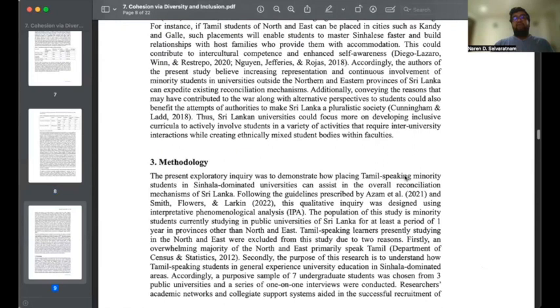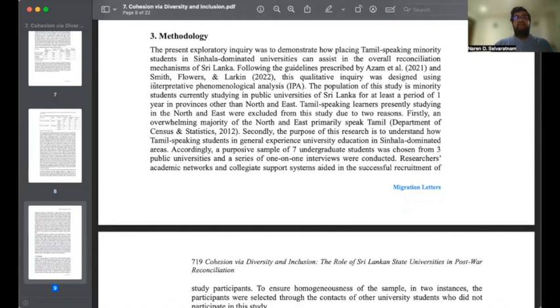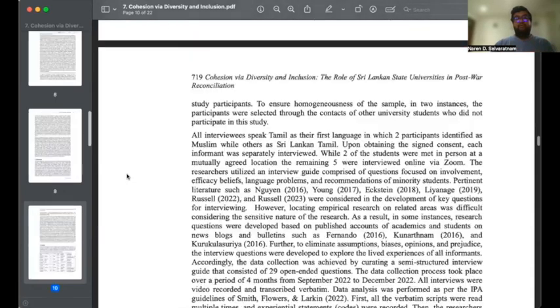And then we have written the methodology. If you go through the methodology, this explains how we did our study. We have utilized interpretative phenomenological analysis. So we have discussed that entire process.